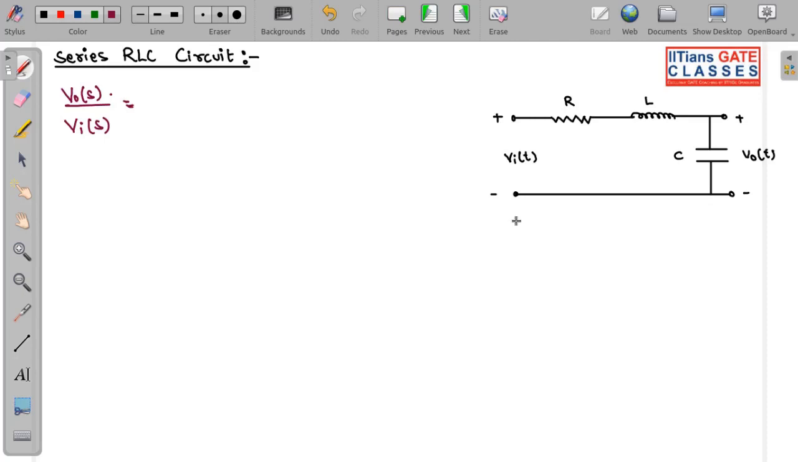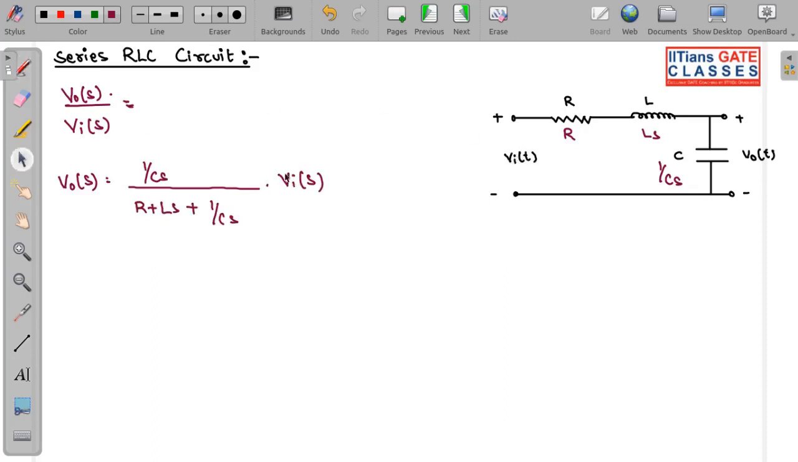See, so what can we do? We can write it in impedance form. So this will be R, this will be LS, this will be 1 by CS. Okay, so V naught S is basically the Laplace transform of this capacitor voltage. So that will be equal to 1 by CS, and if we use the voltage divider theorem, 1 by CS divided by R plus LS plus 1 by CS, into VI S. This is the Laplace transform of the input.